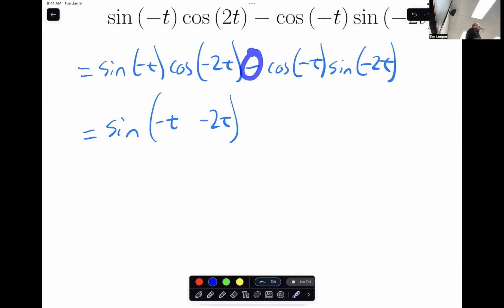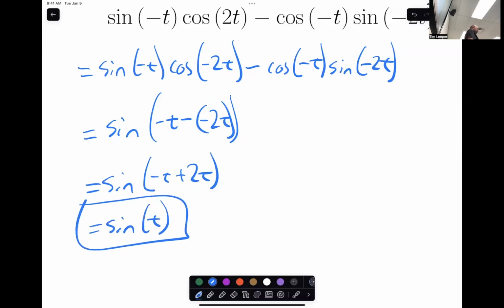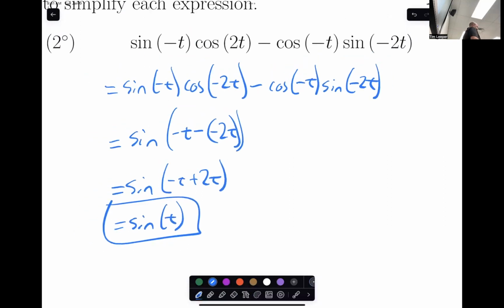But notice that this is minus right here, right? Minus means that with sine, you use the same one. So we're going to make that a minus a negative of 2t. What's minus of a negative? Positive. Plus, right? So what is negative t plus 2t? Positive. It's what? t. There we go. Oh, look, that simplifies to just sine of t. Questions about that?